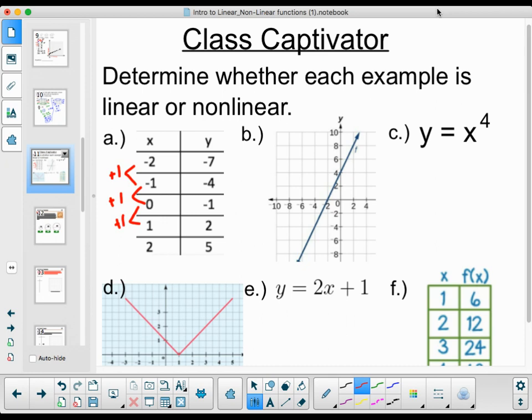We just need to see if there's consistent change in y. So with y, you go from -7 to -4, increase of 3. Here's another increase of 3, another increase of 3, and another increase of 3. This is what's known as the rate of change, okay? 3 per 1. So that would be linear. That's a linear function. We'll label that up at the top, linear.